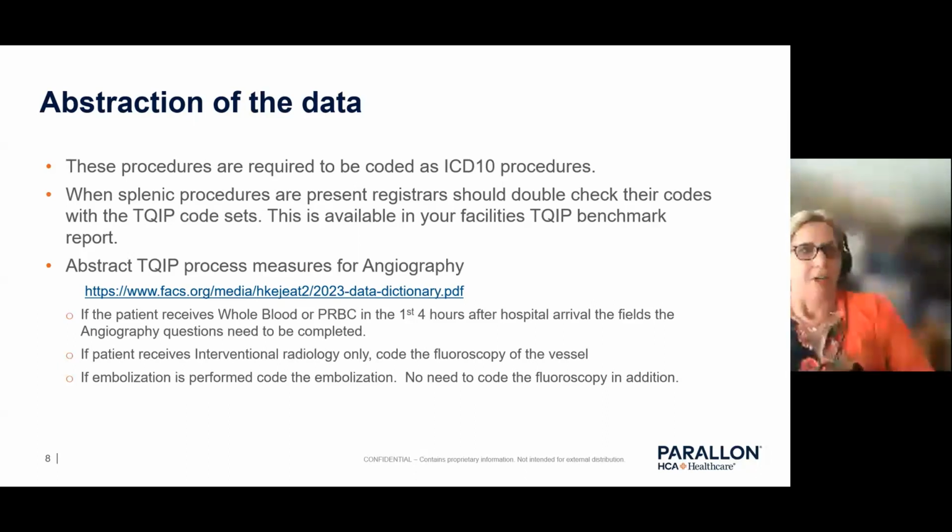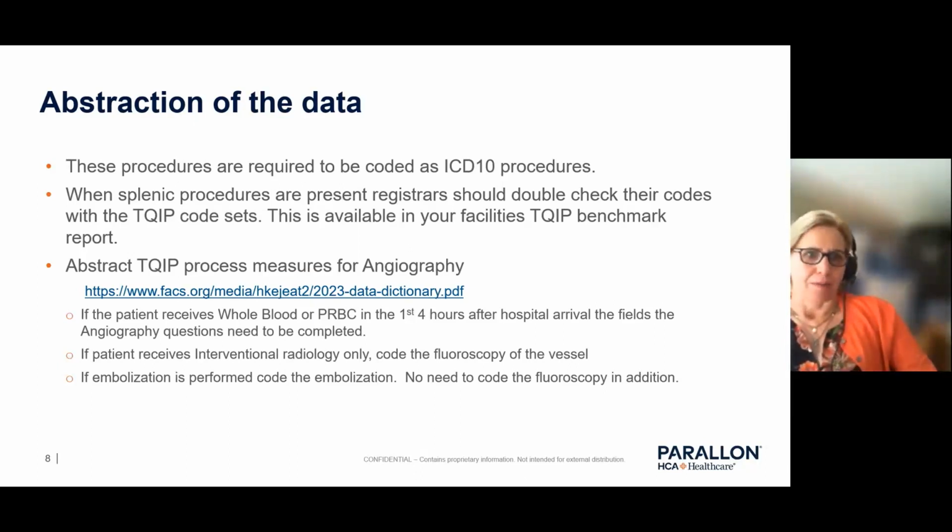And what else are we going to do? We're going to abstract our TQIP process measures for angiography. Every time we have that angiography, we have to think, will this need to be collected in my TQIP data set? And how do we know? Well, first of all, we're going to open our dictionary, read those process measures, and see if it does or not.